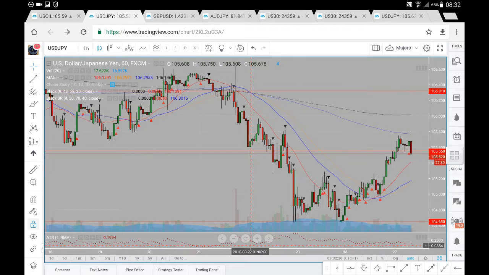So this is the US dollar Japanese yen analysis for Tuesday, the 27th of March. Now, let's just have a look at what happened to prices and where prices may likely go.